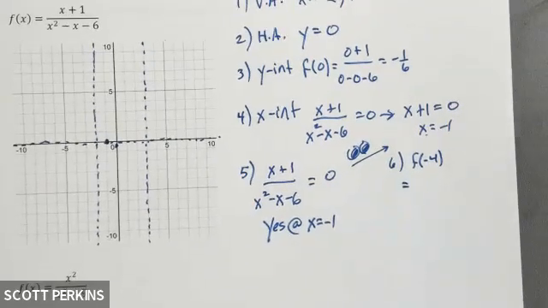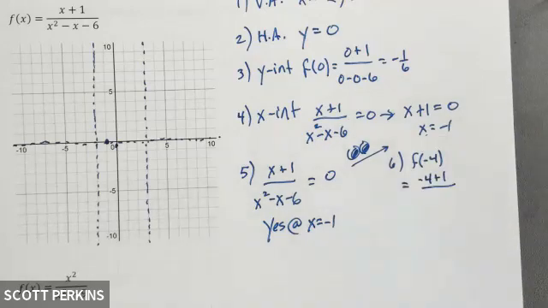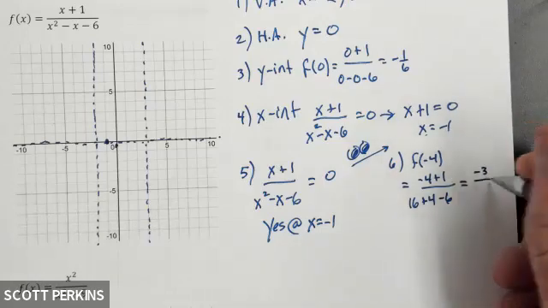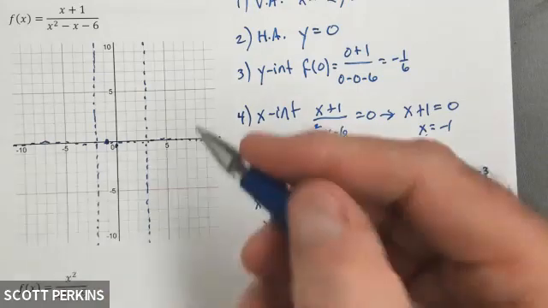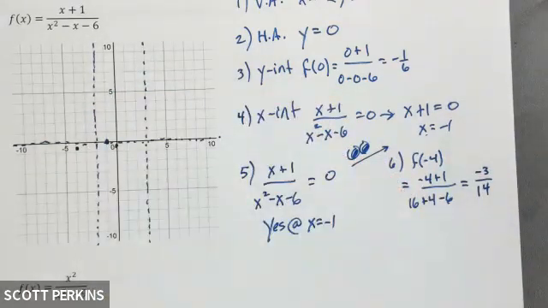And when I plug in negative 4, the top is negative 4 plus 1. The bottom is negative 4 squared, which is 16, minus negative 4, which is plus 4, and then minus 6. So that's negative 3 over 14. You can use your calculator, but negative 3 over 14 is below the axis. That's really all I care about right there, because it's a negative number.